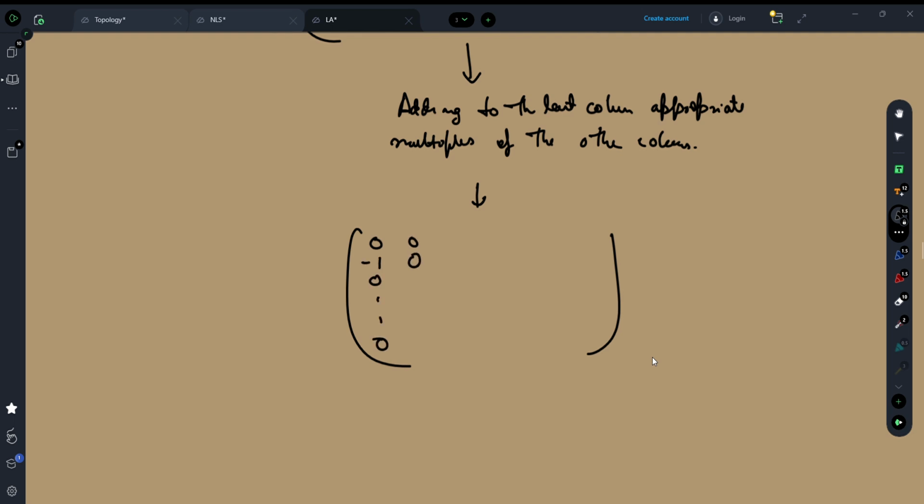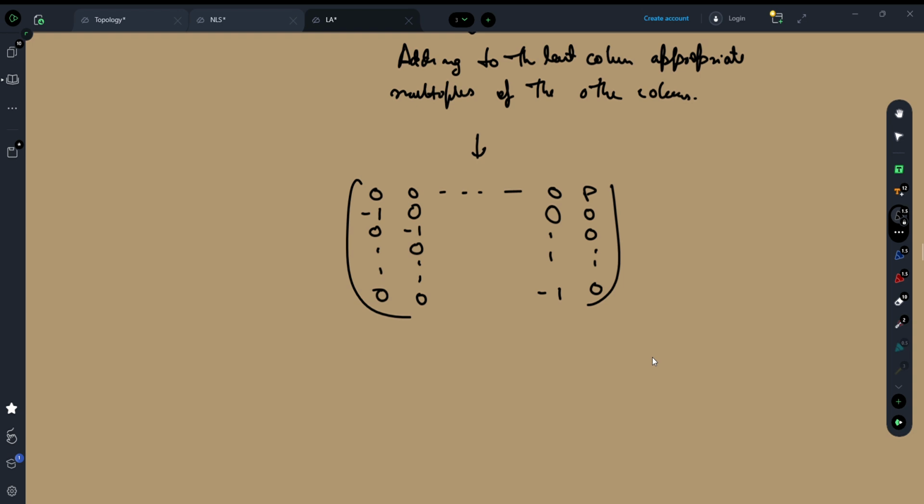Doing this, what we get? We get this matrix. We get the matrix 0, minus 1, 0. All the elements are 0 here. We get 0, 0, minus 1. All the other elements are 0 here, and so on and so forth. We continue. We have 0, 0 till you have minus 1 here, and the last column is nothing but p, and all the other elements are 0. Right?